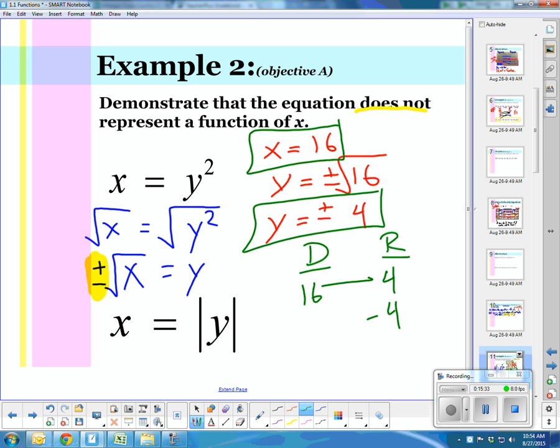So if I had an input of 16, I get an output of 4, and I get an output of negative 4. So I violated the definition, which says each domain element is paired with one range element. Here, my one domain element is 16, but it's being paired with two range elements, 4 and negative 4. And so once again, the big indicator was going to be that plus or minus. So I knew that this was not going to be a function.